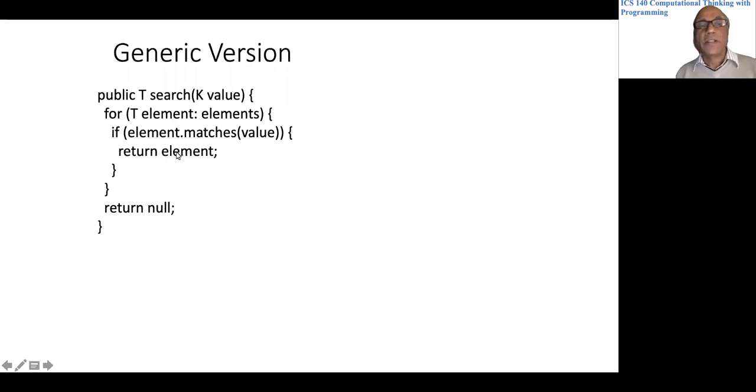Now we have a little bit of a problem in the sense, how do we know that matches is a method in type T? We are storing an arbitrary type T, and what is the guarantee that there is a method called matches in that type? How does the compiler know that? How is the compiler to believe that this method will get executed, that there would be a corresponding matches method in whatever type T is?